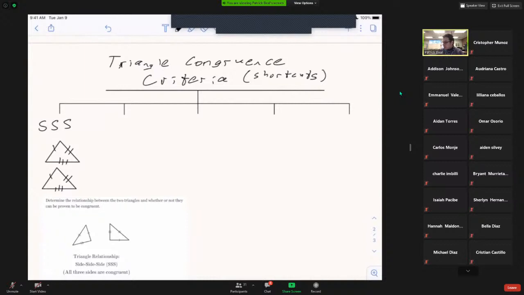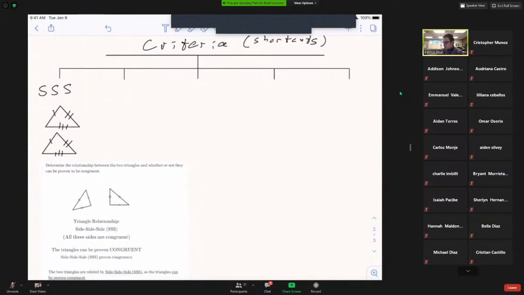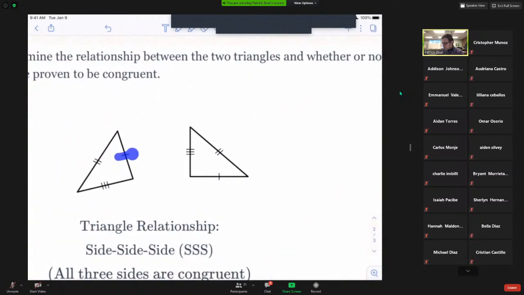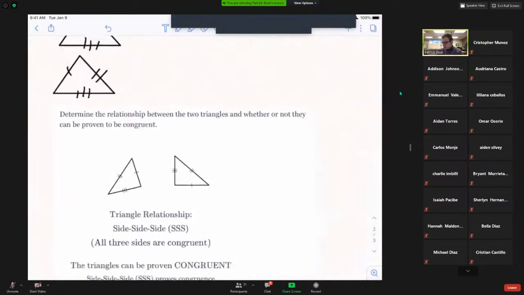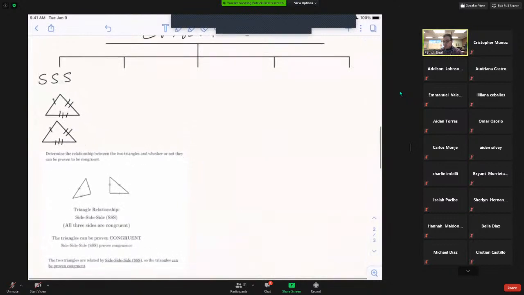And that's what this example here was, right? We had two triangles. This side was congruent to this side. This side was congruent to this side. And this side here was congruent to this side. You can see that using the lines. Again, the three lines mean that those sides are congruent. The one line means that these sides are congruent. And the two lines tells you that these sides are congruent. Okay, so we call that side, side, side.